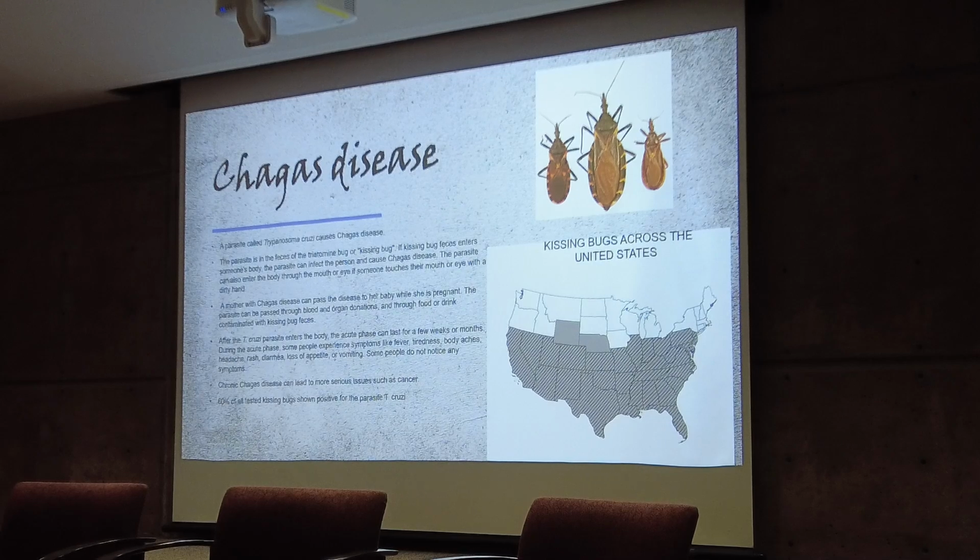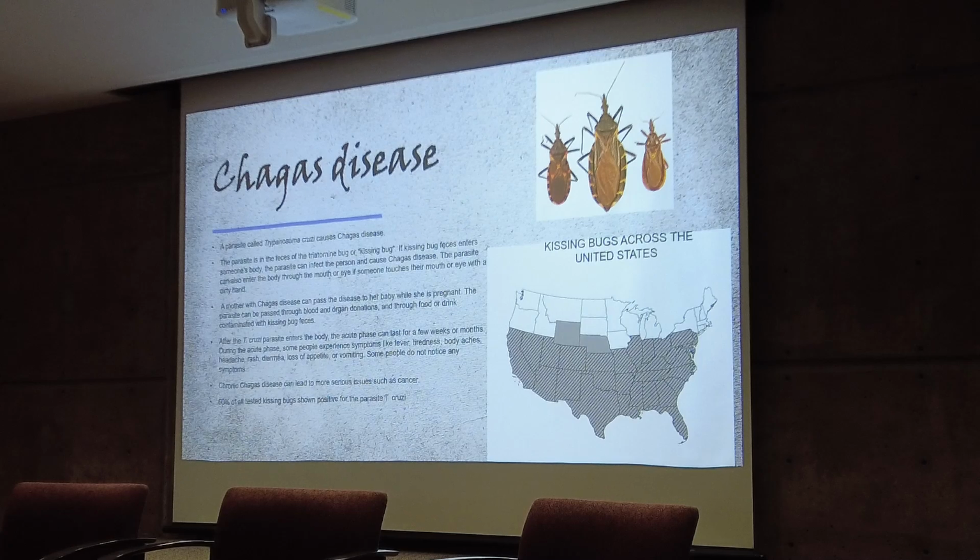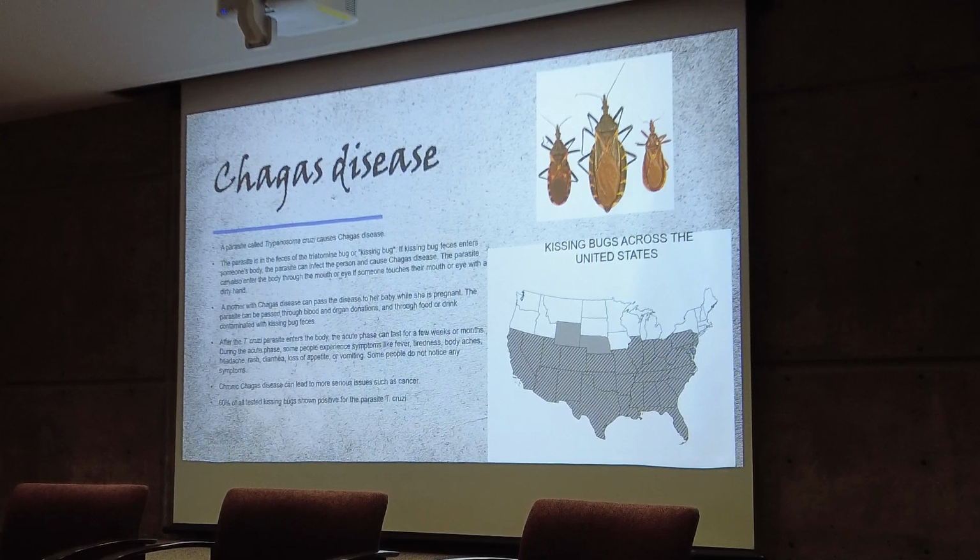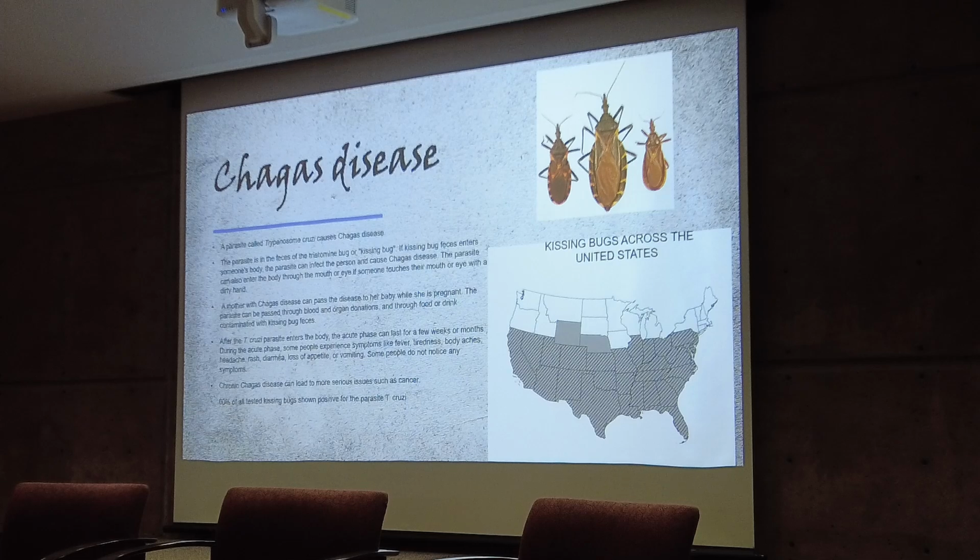A mother with Chagas disease can pass the disease to her baby while she's pregnant, and the parasite can be passed through blood and organ donations, and through food or drink contaminated with kissing bug feces. After the T. cruzi parasite enters the body, the acute phase can last for a few weeks or months. During the acute phase, some people experience symptoms like fever, tiredness, body aches, headache, rash, diarrhea, loss of appetite, or vomiting. Some people do not notice any symptoms. Chronic Chagas disease can lead to more serious issues such as cancer.